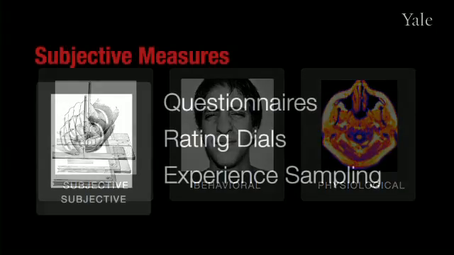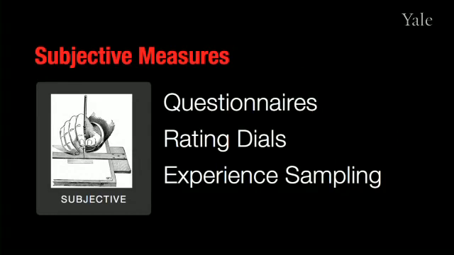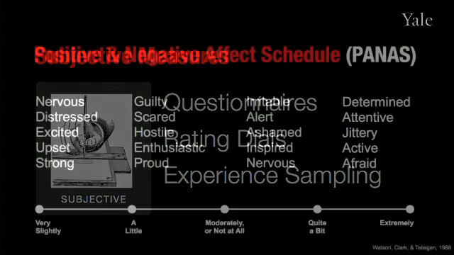When we think about subjective measures, we can roughly break them into three broad categories: self-report questionnaires, continuous rating dials, and experience sampling methods to capture emotion in everyday life. So let's begin first with some common questionnaires.